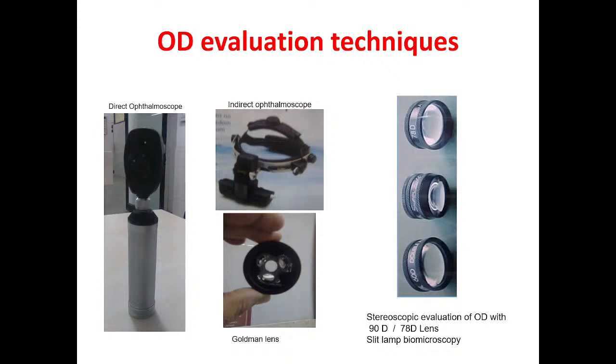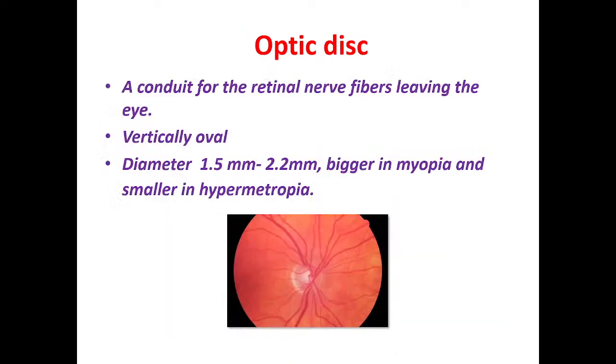But this is the ideal technique to examine the optic nerve head. This is the ideal technique because it gives good magnification, illumination and good stereopsis also. We want to see the salient features. So, again, what is the optic disc?